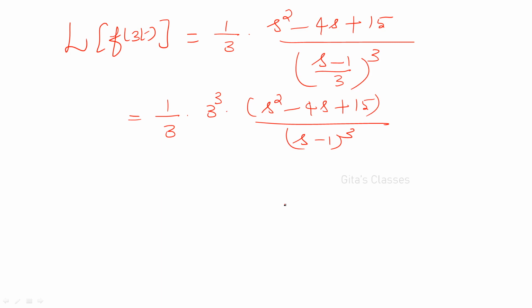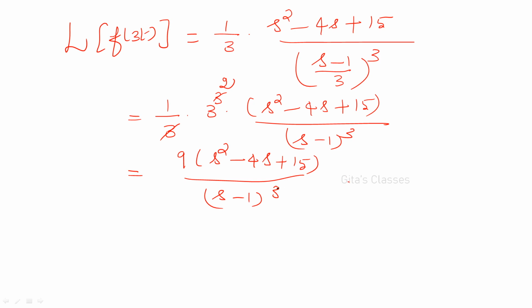But sometimes if it is asked for 5 marks and all, you have to simplify. So 9 into s squared minus 4s plus 15 divided by s minus 1 the whole cube. This is the answer.